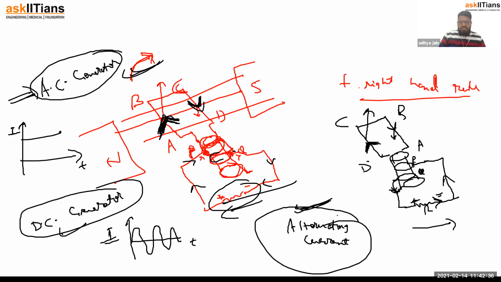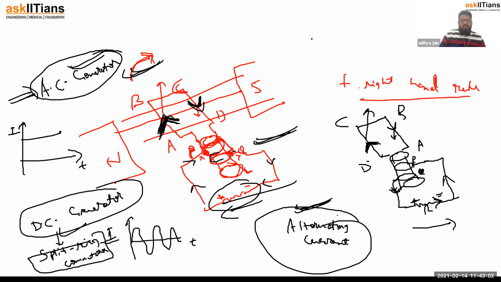If you want to use a DC generator, then use the previous concept we used in the DC motor, electric motor, that is the split ring commutator. Use the split ring commutator if you want the current to be in the same direction. But if you want AC supply, AC current, that will be done by this setup. In our homes, the supply which is coming is AC supply, alternating current.